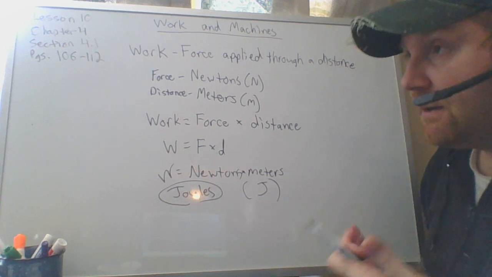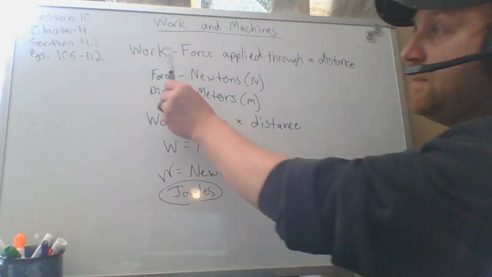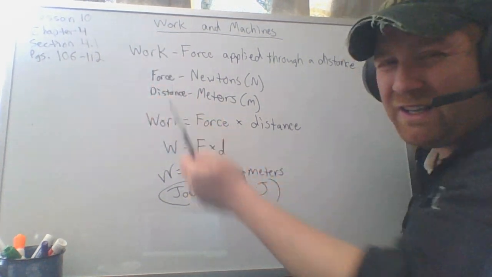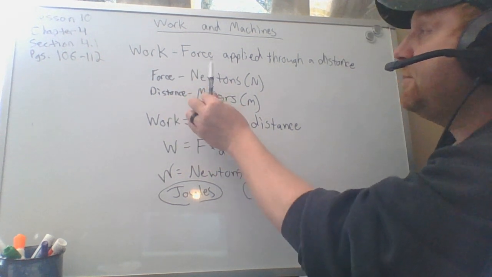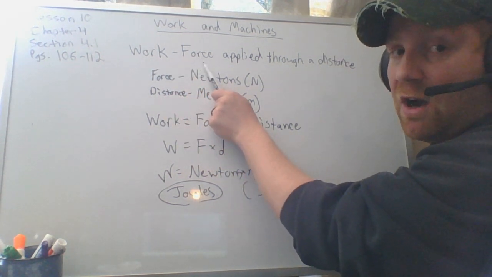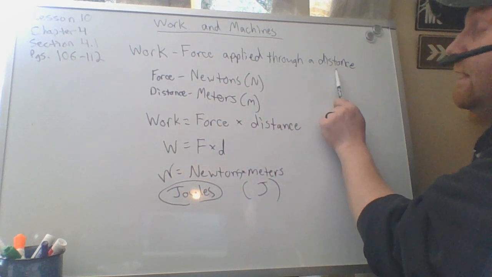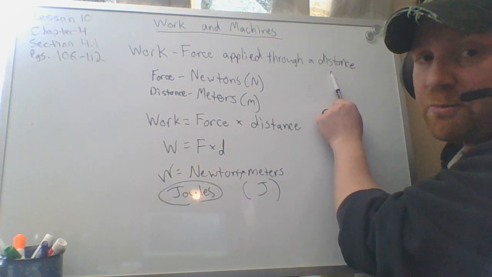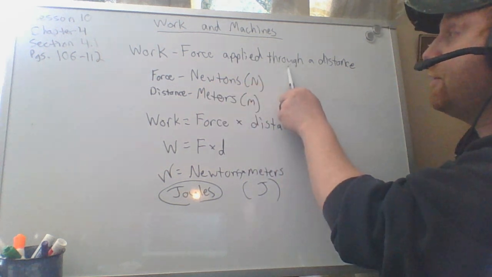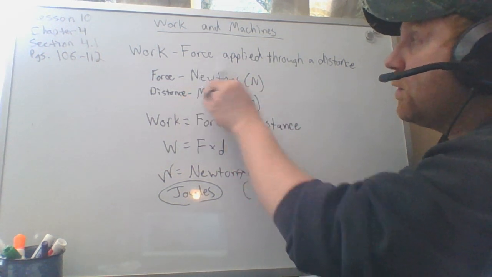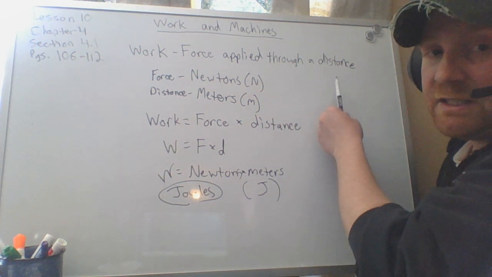The first vocabulary word we want you to understand is the concept of work. What is work in physics? Work, as defined by your textbook, is force, which we've talked about in previous chapters, applied through a distance, which we've also talked about when we covered motion. Let me repeat that. Force applied through a distance. So it's how much force applied through a particular distance.